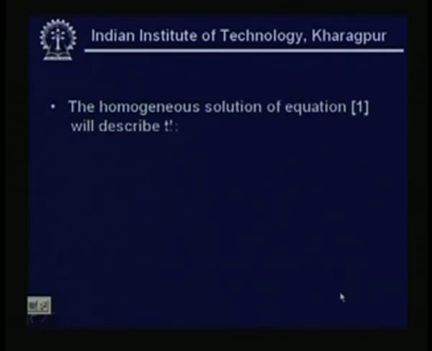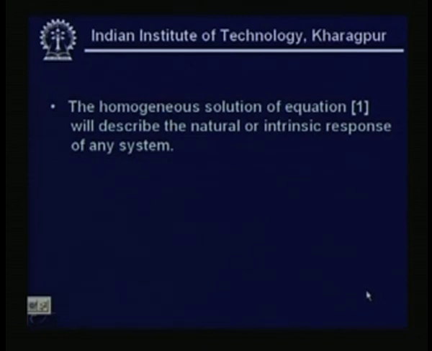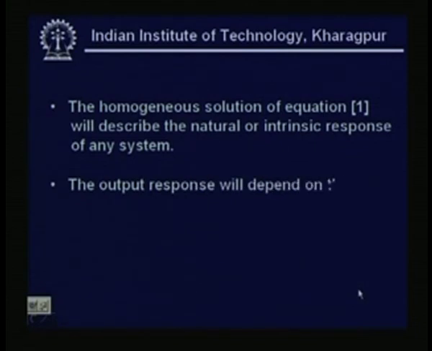The homogeneous solution of equation 1, which we have written, will describe the natural and intrinsic response of any system. The output response will depend on the roots of the characteristic equation, because the response actually will give you the roots: where the roots lie on the sigma j omega plane will tell you the output response.